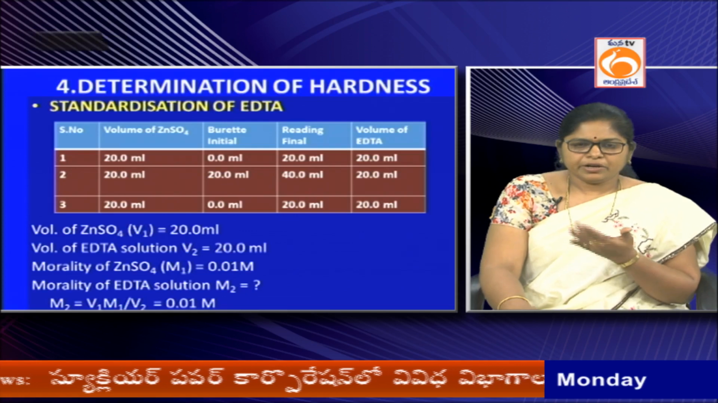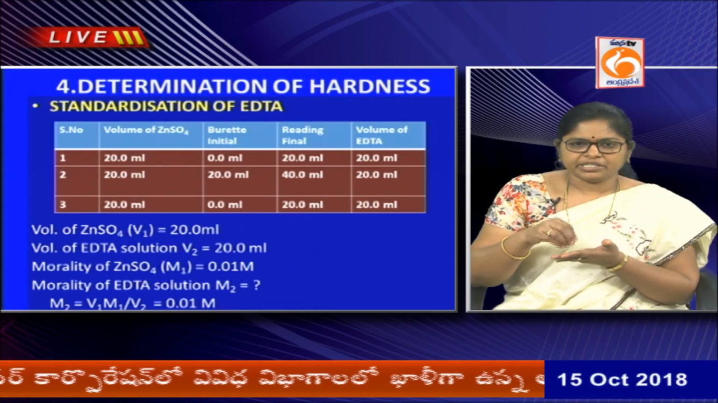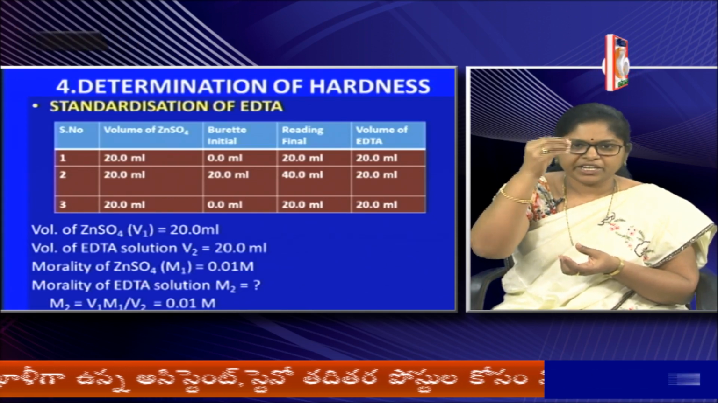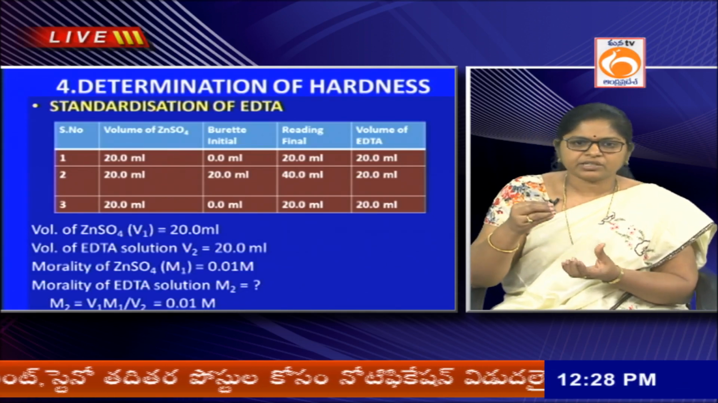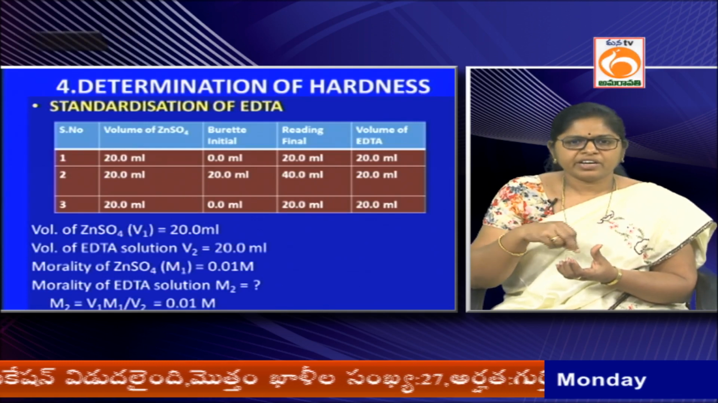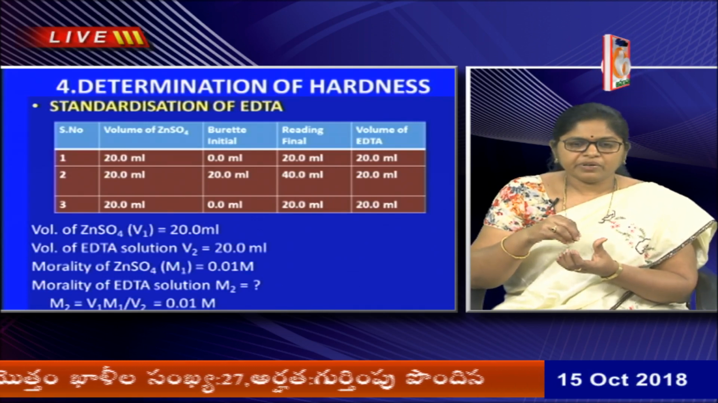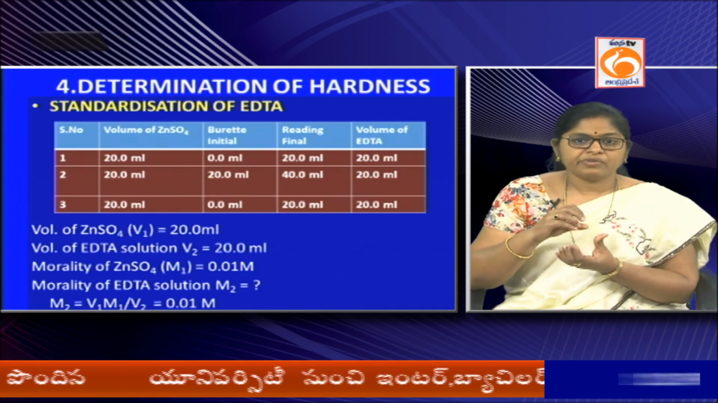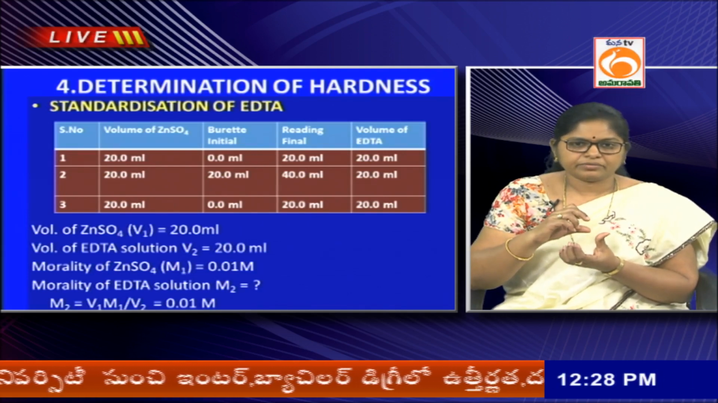And while doing the titration, what we have to do is take EDTA in the burette, and in the conical flask we take some solutions: zinc sulphate, buffer, and indicator. Whenever we add the indicator to the zinc sulphate solution, we will get a wine red color.